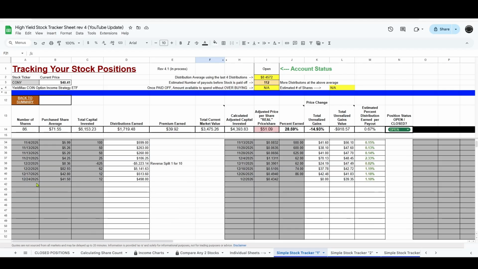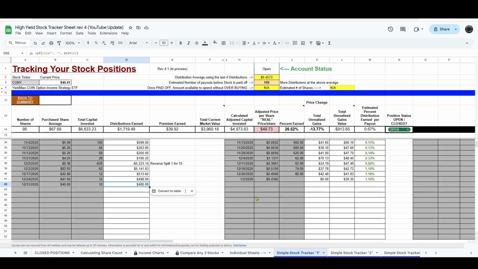So we'll just scroll right on down here. For this one, it was on 12/31. The price that I purchased it at was $40 even, and I purchased a total of 12 shares. So by purchasing under my real price per share here, that will lower that real price per share. It's currently at $51.09, but by purchasing 12 shares at $40, that's going to change that real price per share to $49.73. So each time I purchase under that real price per share, it will lower it.